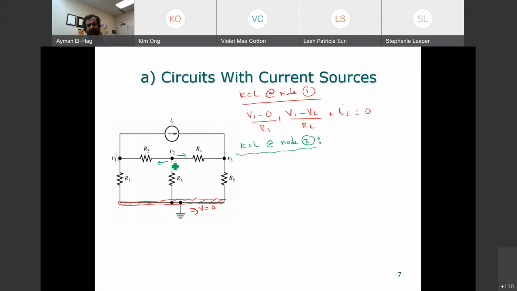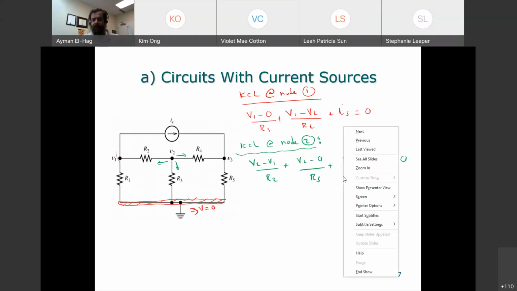So the current to the left leaving is V2 minus V1 divided by R2, plus the current that goes down, V2 minus 0 divided by R3. The current that goes to the right, V2 minus V3 divided by R4, and this is equal to 0. So now we have two equations and three unknowns, V1, V2, and V3. We still need one more equation.